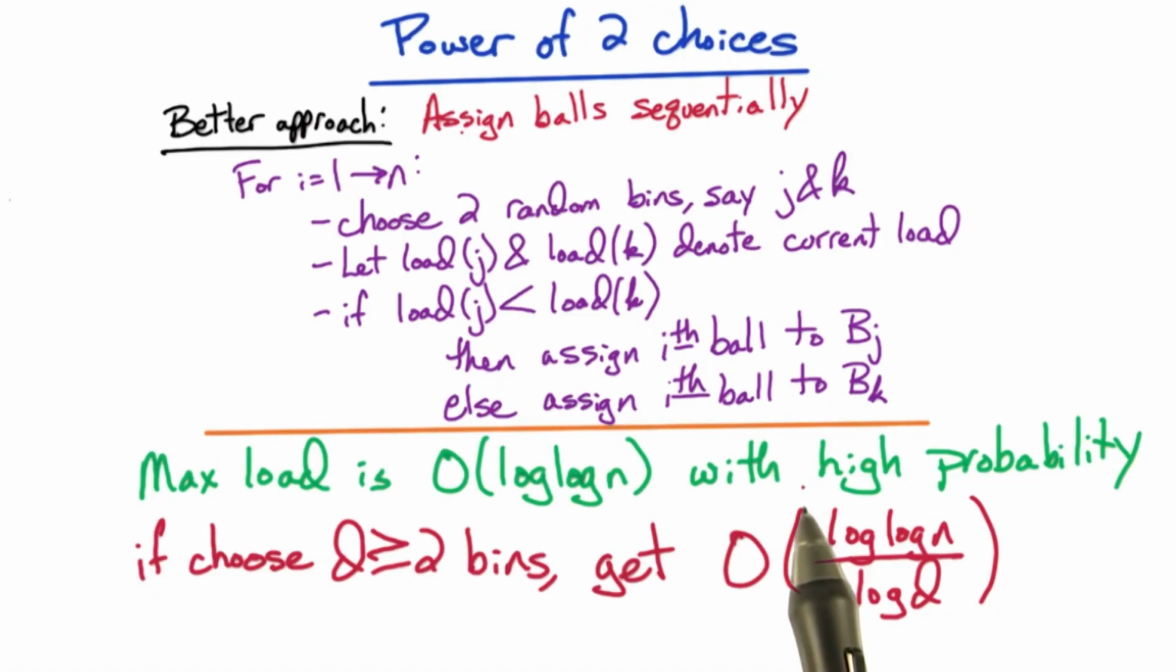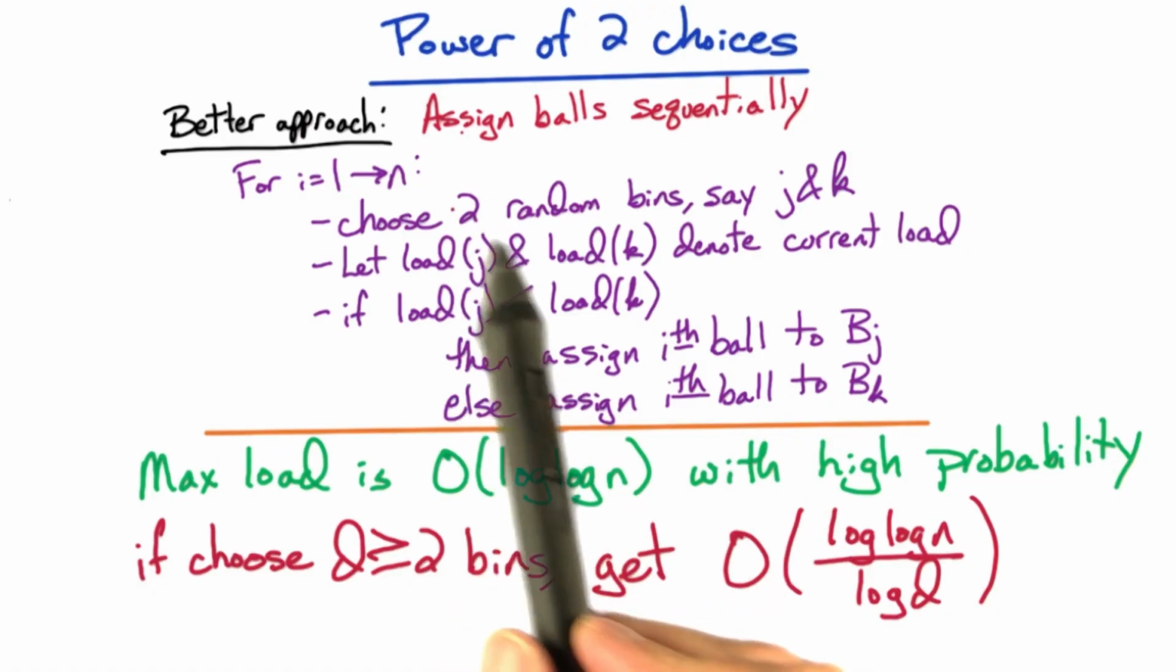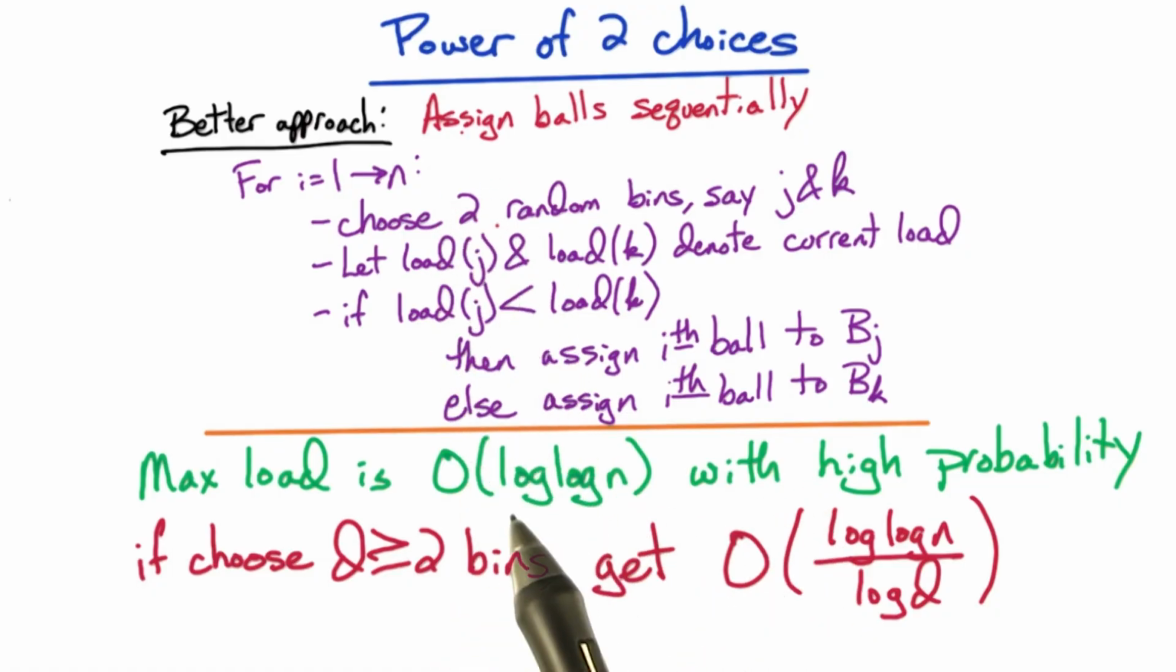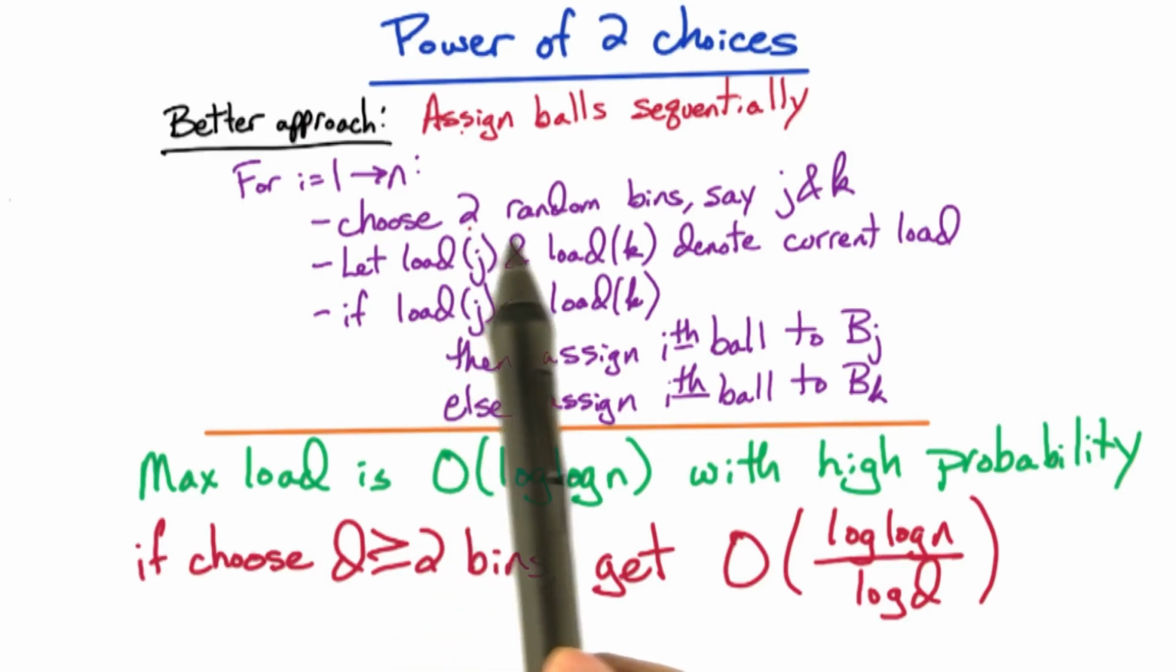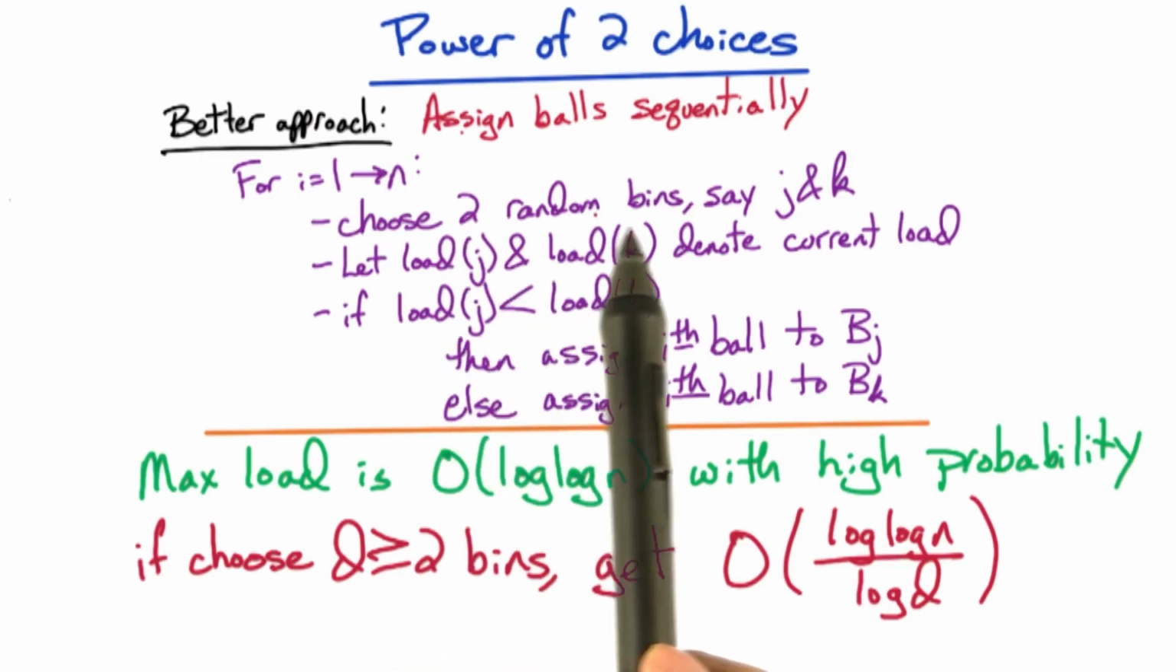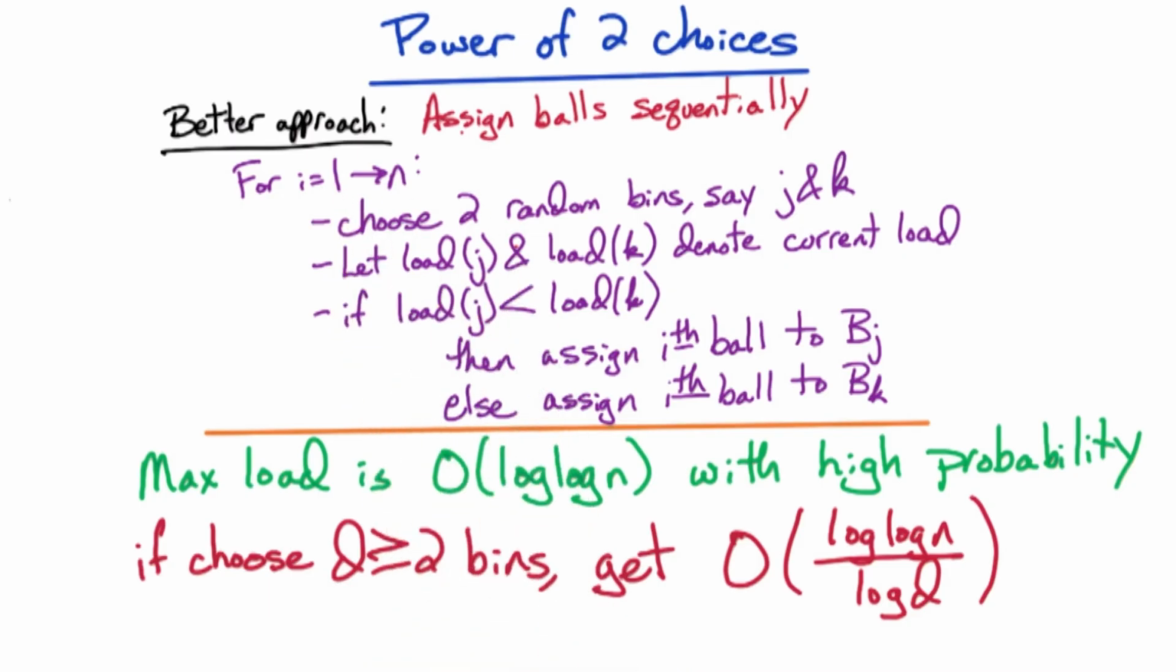Well, after seeing this result, you might say, well, why choose two random bins? Let's choose three random bins, and maybe we'll get log log log n. Well, it turns out that the big gain is from 1 to 2, and after that, there's not much gain. In particular, if you choose d at least two bins, so instead of choosing two random bins, you choose d random bins, and you assign the ith ball to the least loaded of all of these d bins, then the max load is going to be log log n over log d. So the improvement with d is very small.